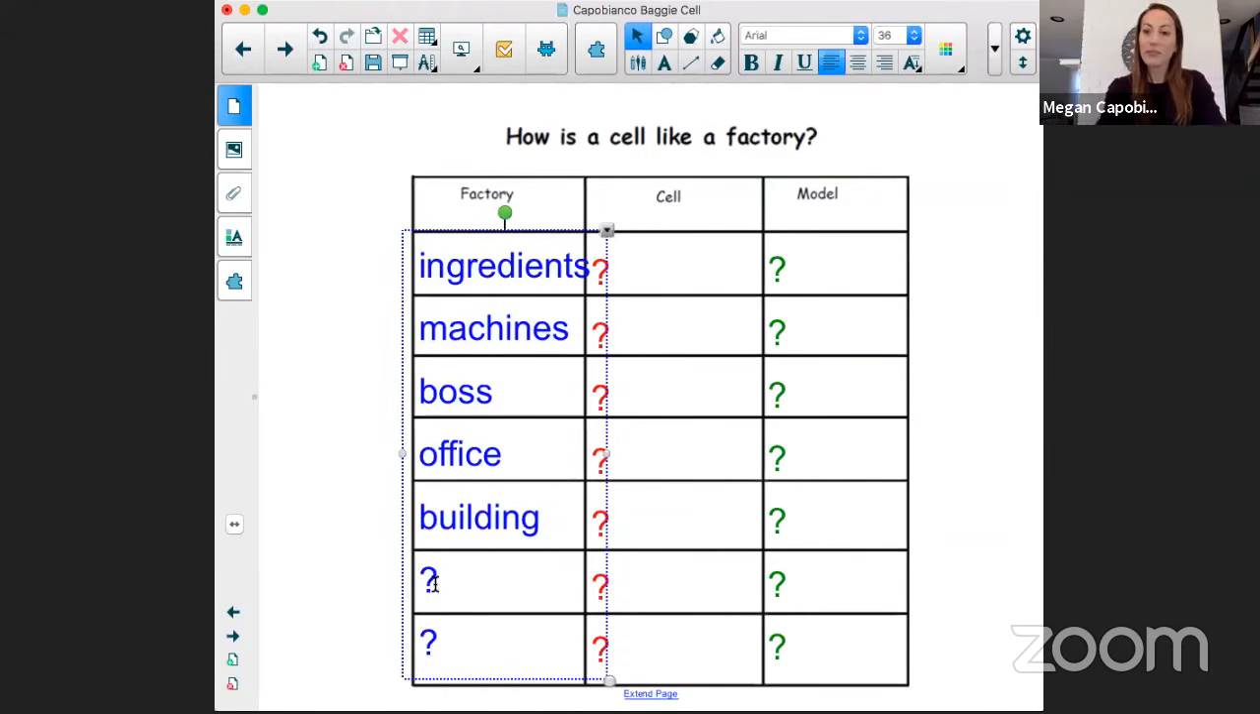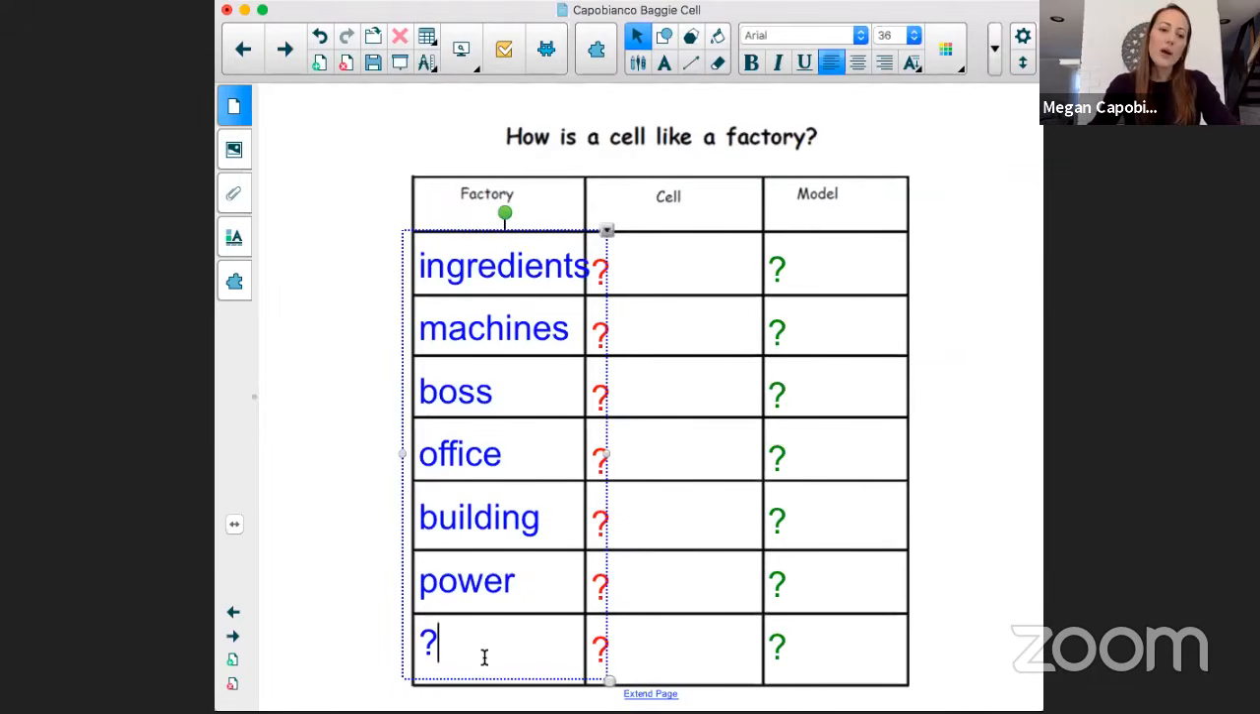All right. Now, in order for all those machines to function and work, there's something else that needs to be running throughout the factory. It's going to be electricity. We need a power supply. It's going to run over into our next box, but that's okay. Power supply.